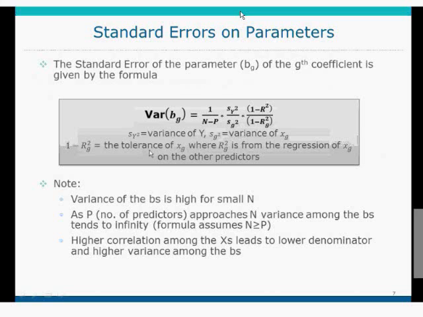Okay, so that indicates some problems with collinearity. Here, as n is small, if we do have something close to 0 here, the variance is going to be infinite. So the variance gets very, very high due to low tolerance for one or more of the predictors. It also gets high if the sample size is small or if the number of predictors gets close to the sample size.